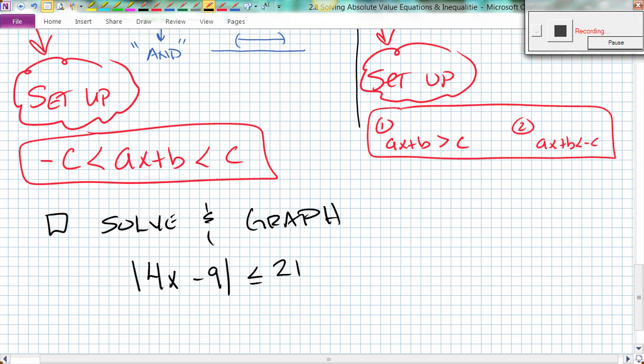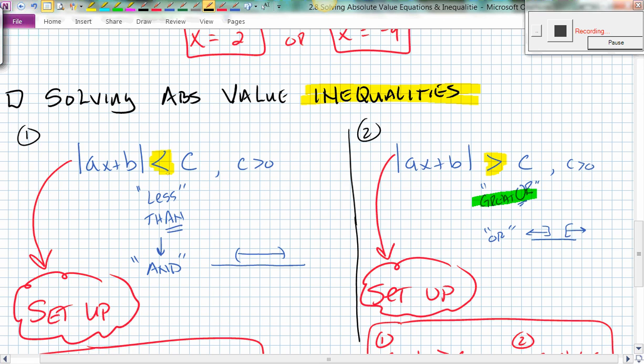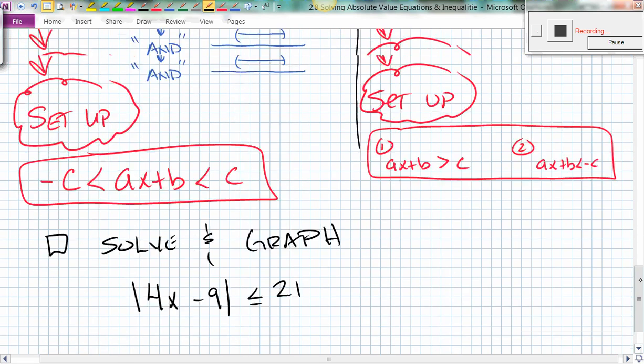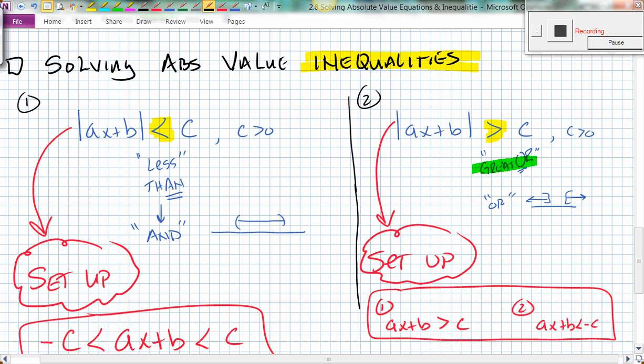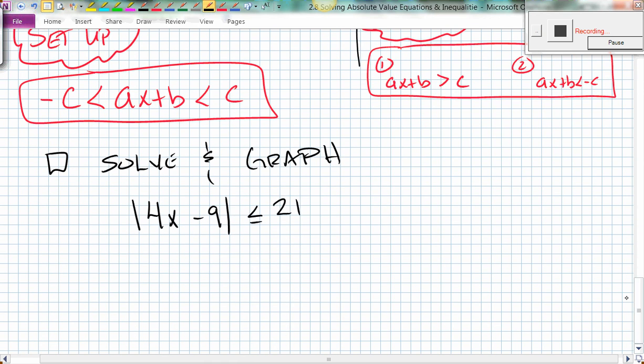Okay. The absolute value of 4x minus 9 is less than 21. So which situation are we dealing with, people? Less than or greater than? It's less than or equal to. Yeah, it doesn't matter. We still treat it the same way as a less than. Okay? So, how are we going to set it up? There you go. So, negative 21 is less than or equal to 4x minus 9 less than or equal to positive 21. You guys still with me? Yep, that's how you set it up.